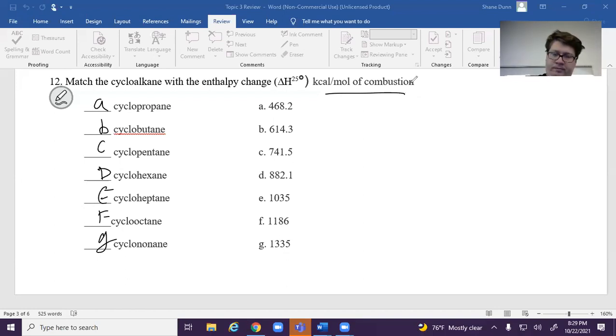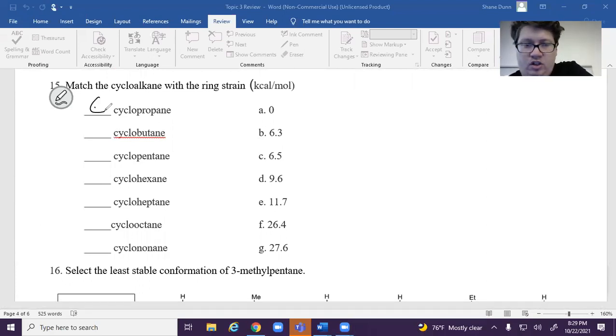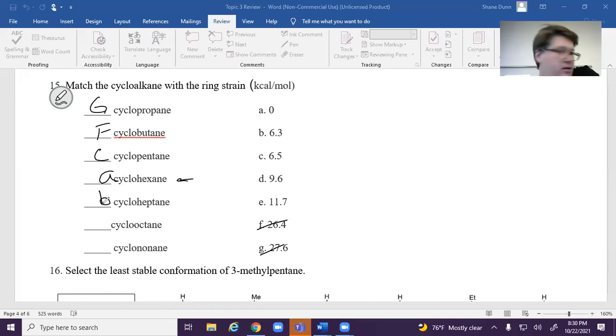The opposite is true when we talk about ring strain. Propane is the most. G followed by F. Then what? As you get closer to cyclohexane, you go close to zero. So it's the lowest. And it's low. Technically, it's C and it's B.